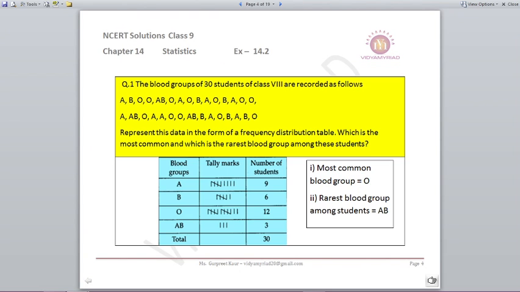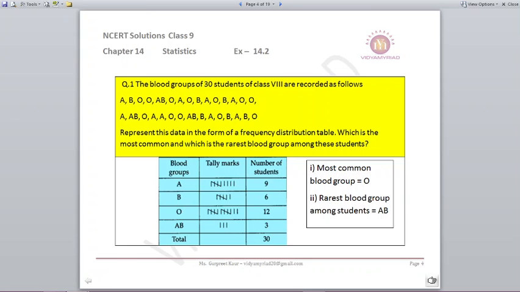Let's begin with question number 1. The blood groups of 30 students of class 8 are recorded as follows. Your blood groups are written in the form of A, B, O and AB, which is represented by 4. So you will write in the first column A, B, O and AB. Next will be your tally marks, which I have just taught you. For the number of times it repeats, you put that many lines, and at 5 you put a slanting line.